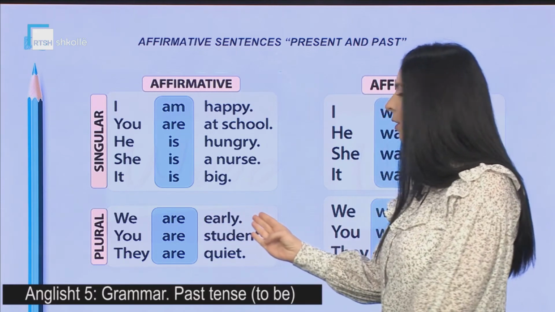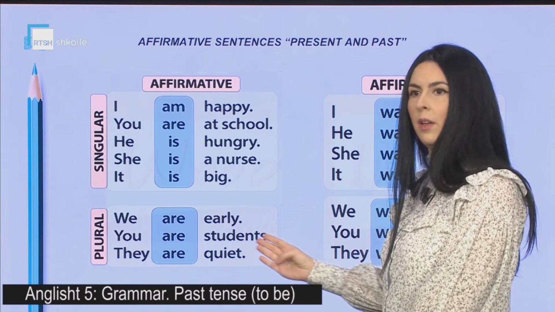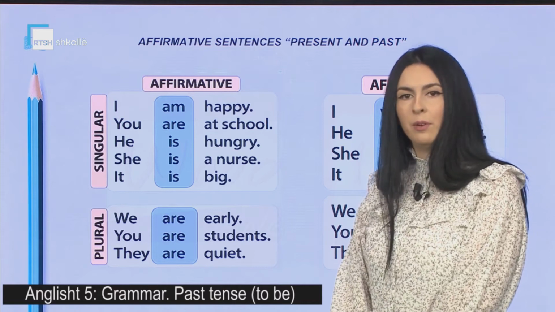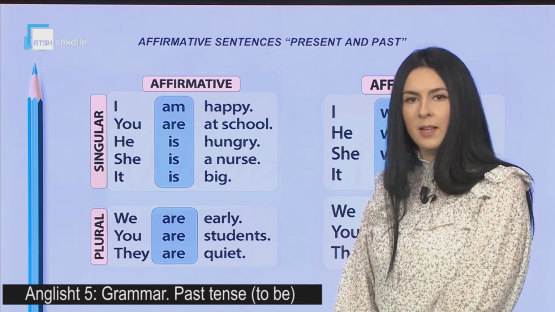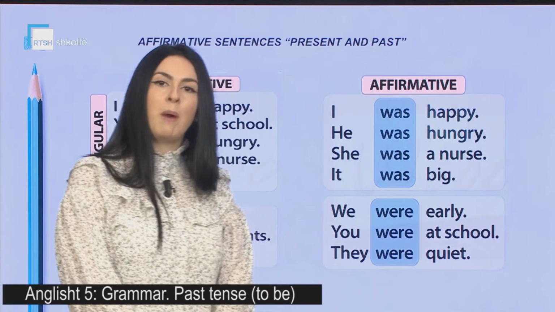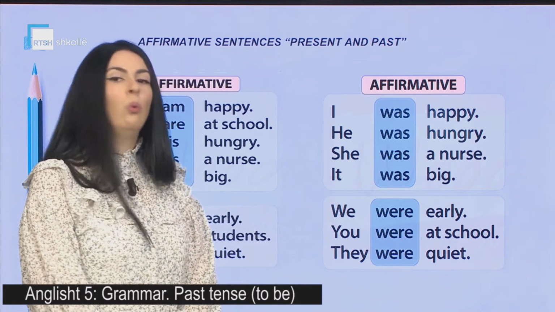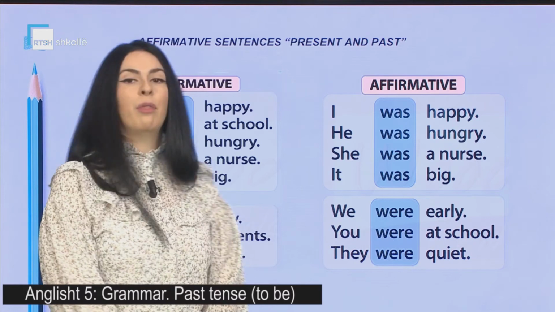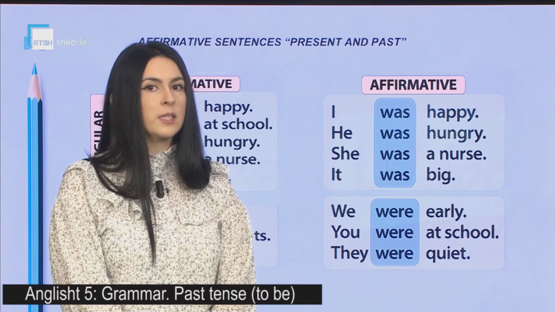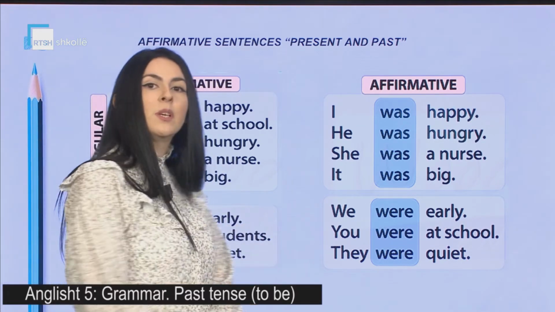We are early. You are students. And they are quiet. These are some other simple sentences in present simple tense in plural form. Let's see them in the past simple tense. We were early. You were at school. And they were quiet. So, as you can see, there is a pattern here as well. The verb are becomes were.